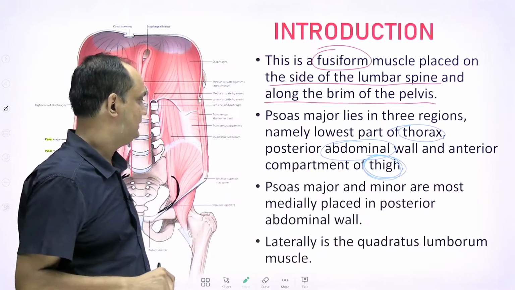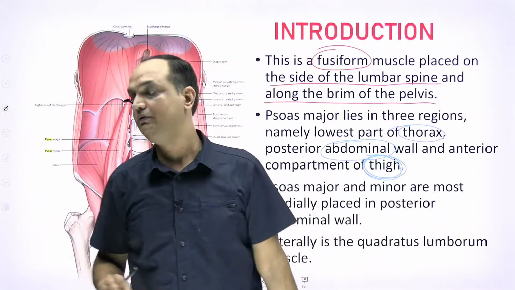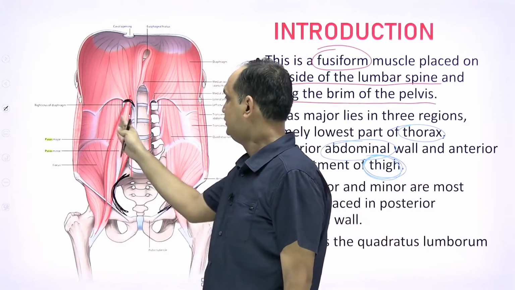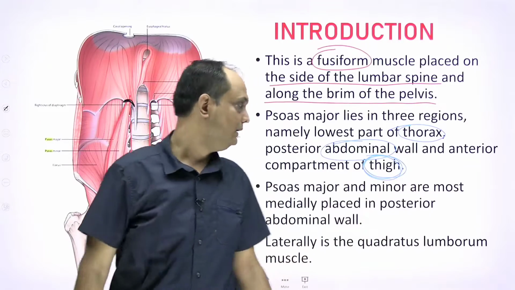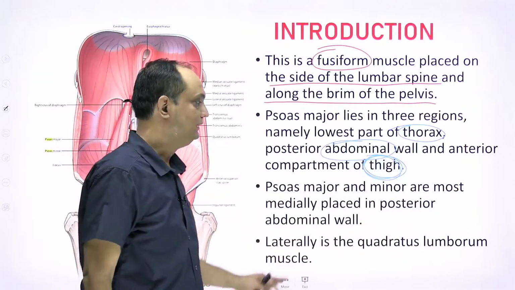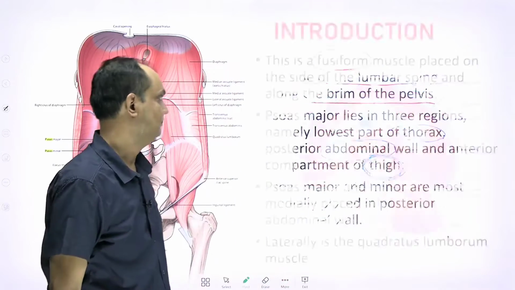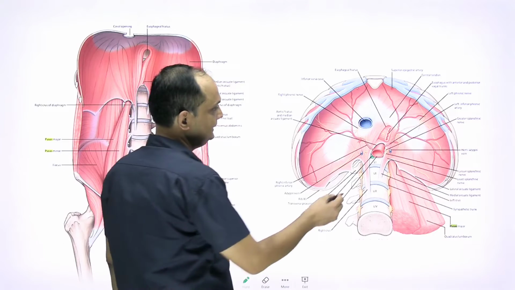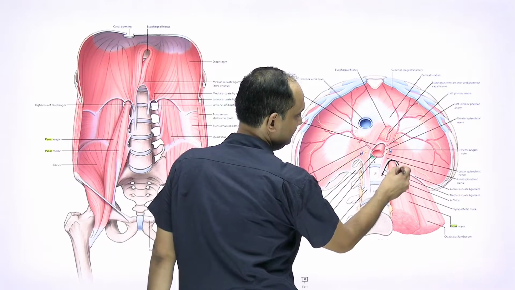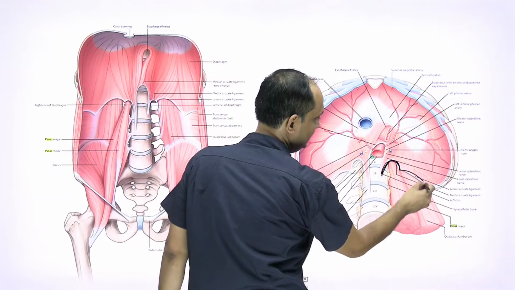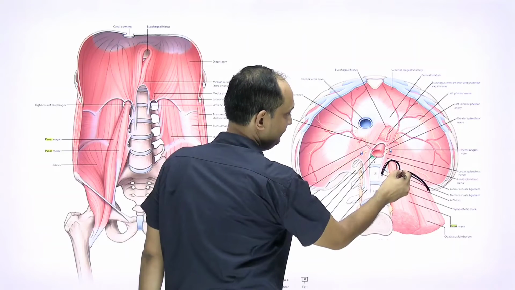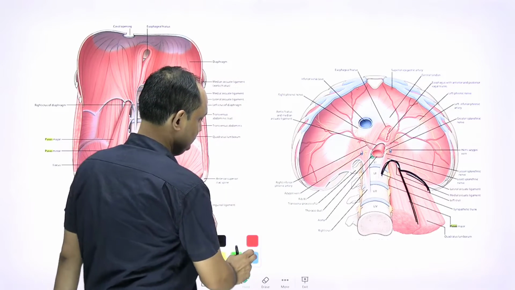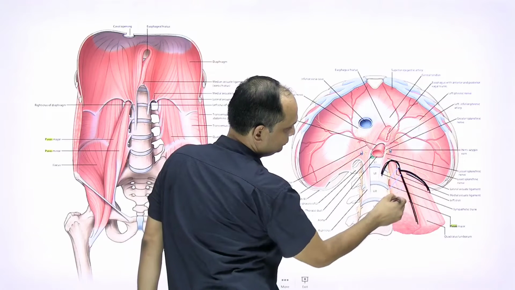Then, the psoas major and minor are most medially placed in the posterior abdominal wall, which I already told you: you have three muscles, psoas major, quadratus lumborum and transversus abdominis. So the psoas muscle is the most medial muscle. Laterally it has the muscle known as quadratus lumborum. In this image you can appreciate very well the medial arcuate ligament and then the lateral arcuate ligament. If you divide these two ligaments in this way, you will find that medially you have the muscle, and this muscle is your psoas major.